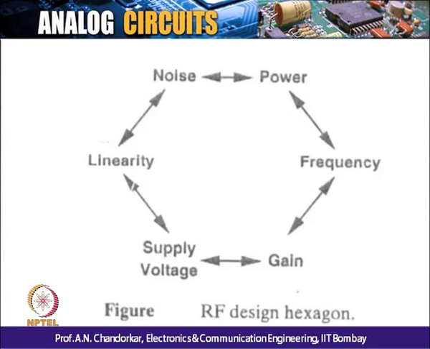You have linearity, you have a power supply value, you have gain, you have frequency, that is the bandwidth, you have power, and you have noise. And now if you control one, the other is going to be affected. So, when I start designing an analog block, I am worried about a particular RF.